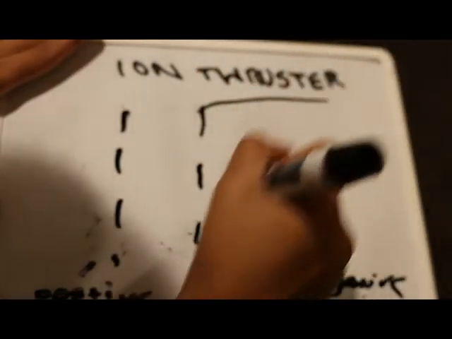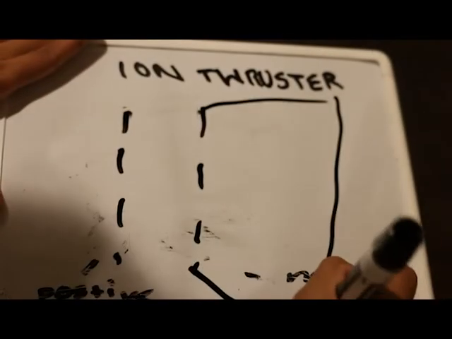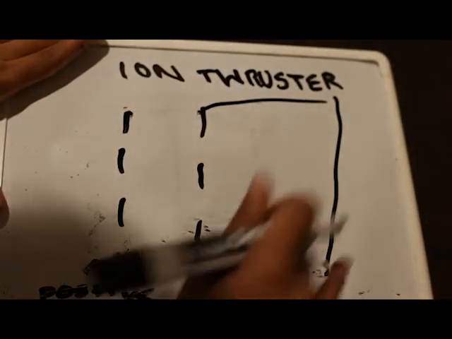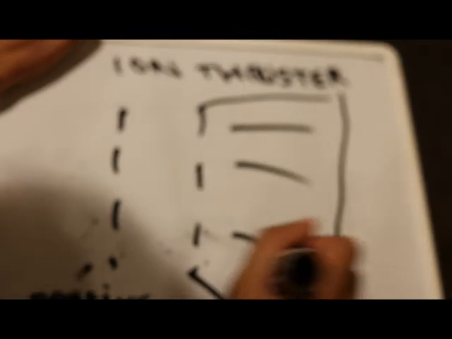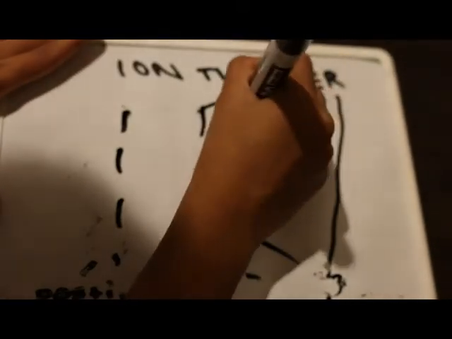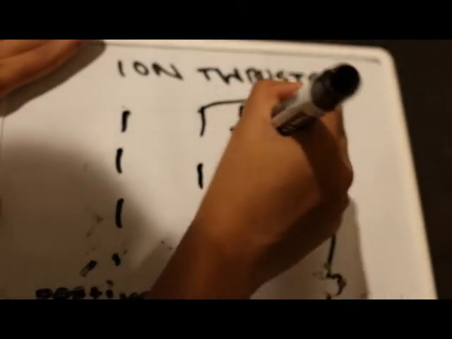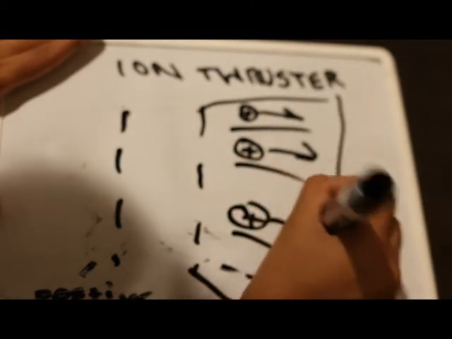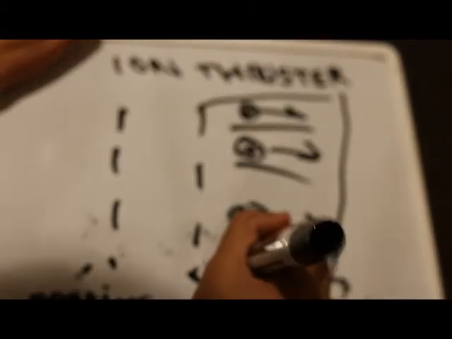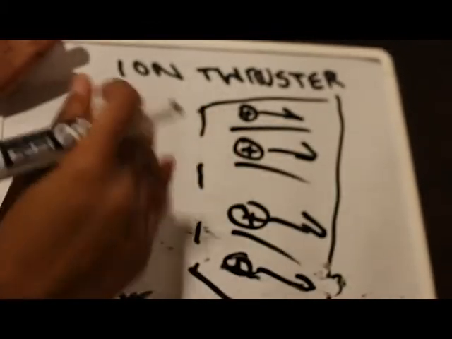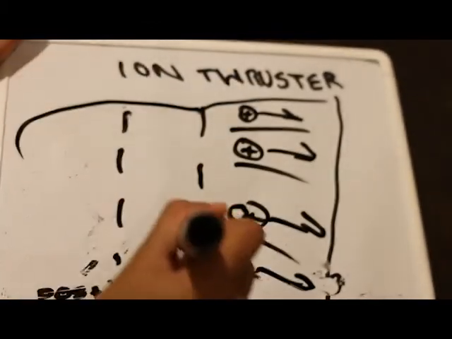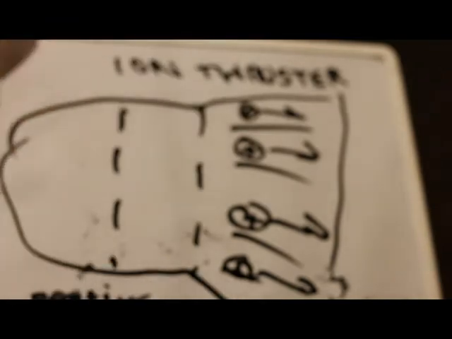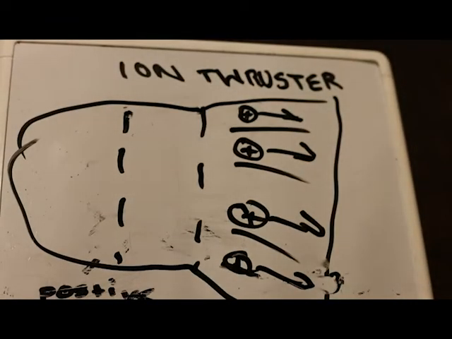Okay. And that's where we get our ion beam. And that is our thrust. And here are our charged positive ions just moving through and giving a kick to the rocket to move forward. So that's basically how an ion thruster works.